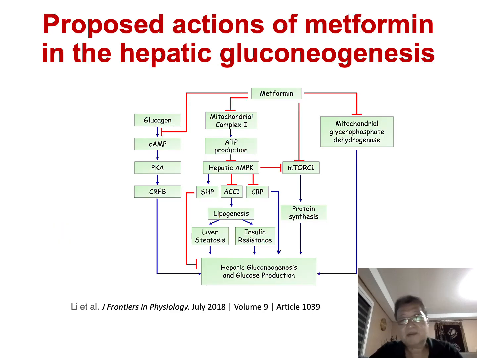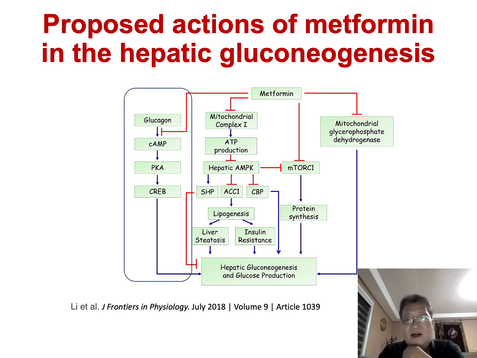Now, this is metformin. Despite the wide acceptance of metformin as the first-line therapeutic for diabetes, its mechanism of action until now remains unclear. And this side of the pathway explains the inhibition of glucagon signaling by metformin, leading to a decrease in cyclic AMP and increase in AMP.